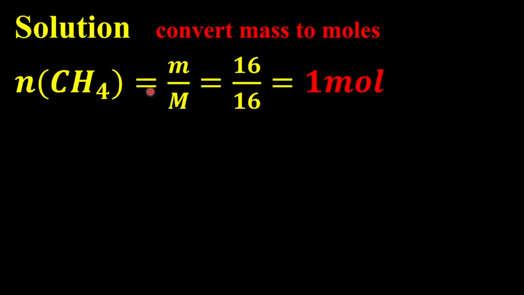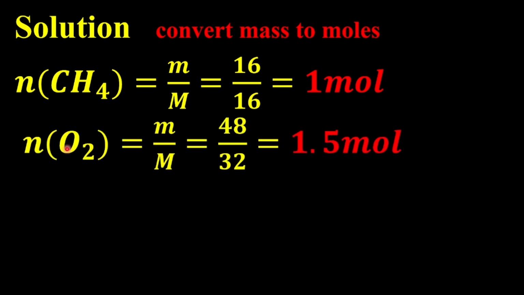The mass that was given in the question was 16. Now, if you calculate the molar mass of CH4, that is 12 plus 4 times 1, which will also give us 16. So when you divide, you are getting 1 mole. Now let's convert that of the oxygen as well. We want to convert everything to moles before we use the mole ratio to solve for the limiting reagent.